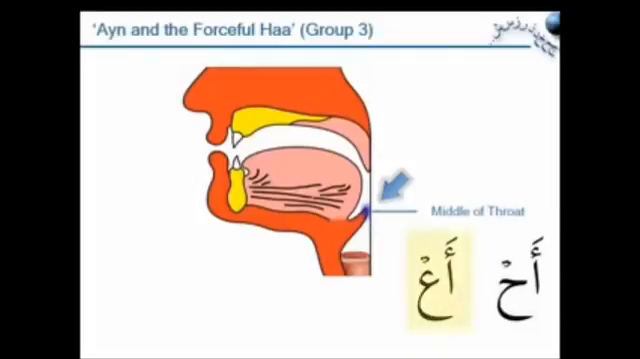Then we have the ayn, and this one is very difficult for non-Arabs. I myself am not Arab. The way to practice this is to think you're at the dentist, and they say, can you say ah? Then at the end of the ah, try and block the middle of your throat. If we shorten that a bit, it'd be ah, ah. That will give you the ayn. So you're blocking the middle of your throat when you say it. Some people can't actually do that, so just try your best.